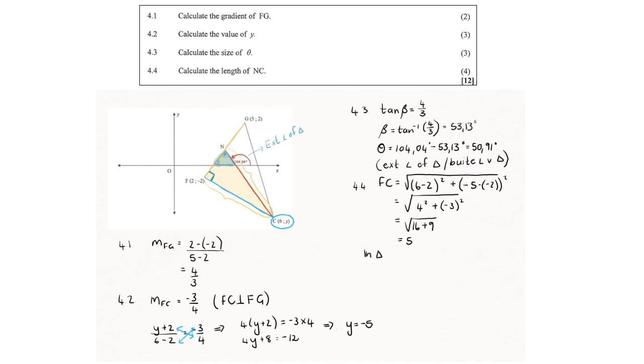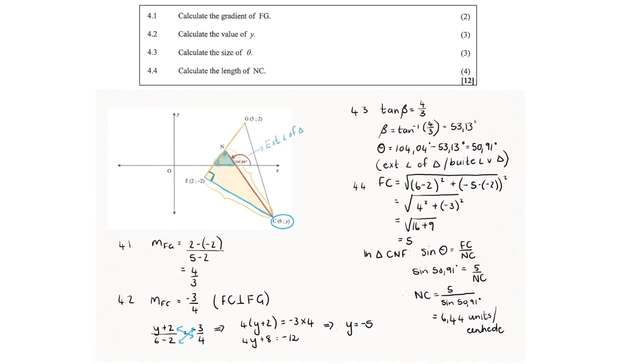And in this triangle then, the sine of angle theta will be equal to the opposite side, that's FC, divided by the hypotenuse, NC. We know that theta is equal to 50.91 degrees, so the sine of 50.91 degrees will be equal to 5 over NC. If we make NC the subject of the equation, NC is then equal to 5 divided by sine of 50.91 degrees. And if we calculate this, it gives us that NC's length is 6.44 units rounded to 2 decimal numbers.